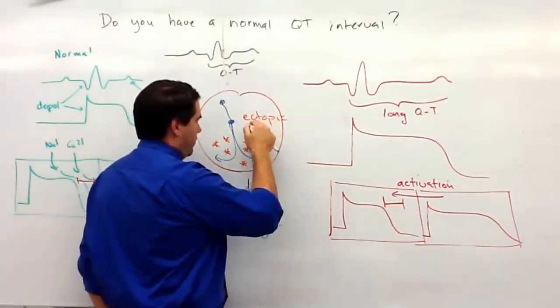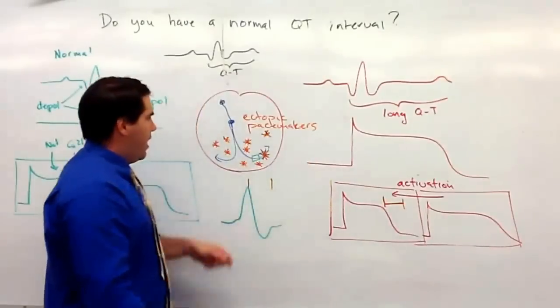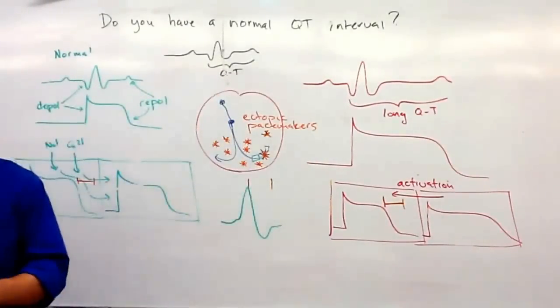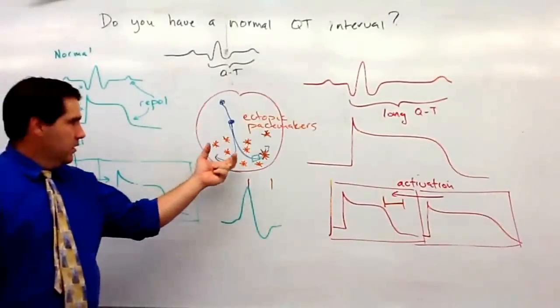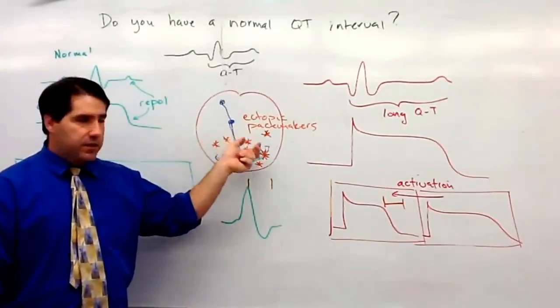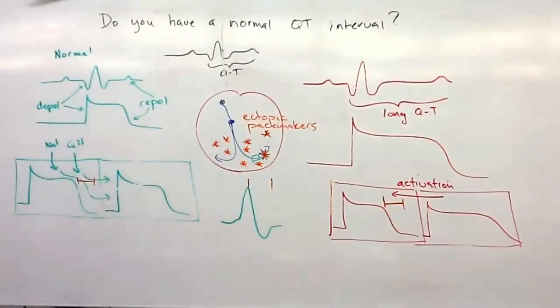So rather than having this nice conduction system that pushes blood in one direction and pushes it out of the heart, the muscle is contracting kind of non-uniformly. It's fibrillating. And so you're not able to push blood out of the heart. So this would be ventricular fibrillation.